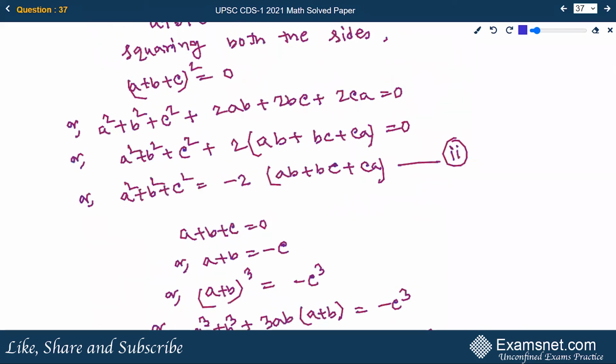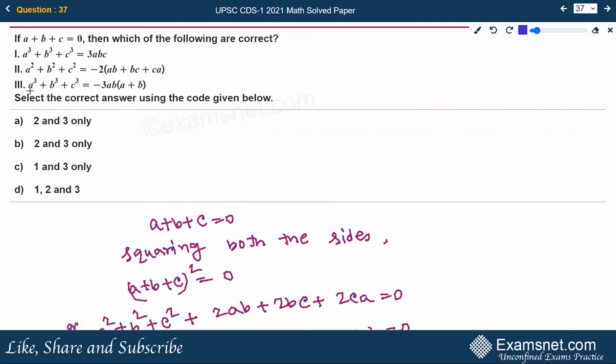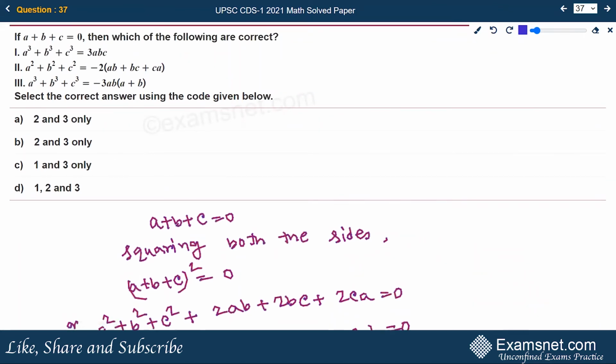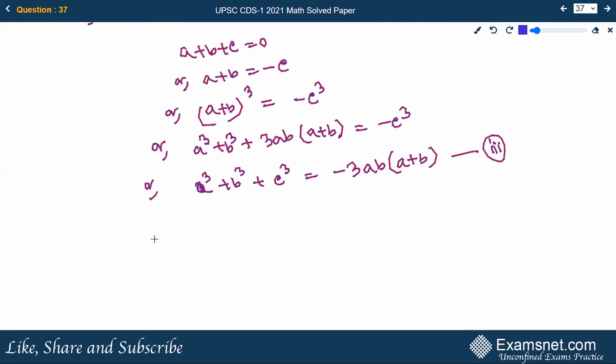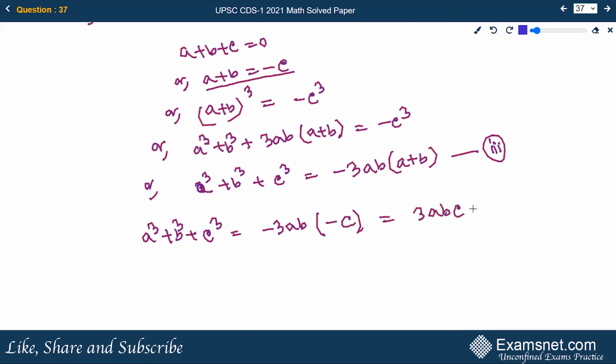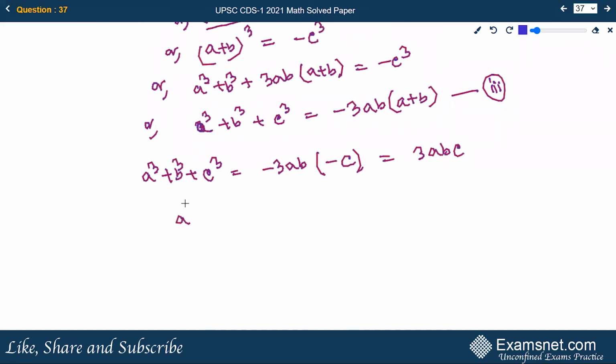Okay, so it results in, yes, I can see third statement is also correct. A cube plus B cube plus C cube equals to minus 3AB multiplied by A plus B. That is third statement is also correct. And here also, from this, I can further write A cube plus B cube plus C cube equals to minus 3AB. And look here, A plus B means minus C. Let's replace this A plus B with minus C. So it will give us ABC. Correct? That means I'm getting A cube plus B cube plus C cube equals to 3ABC.